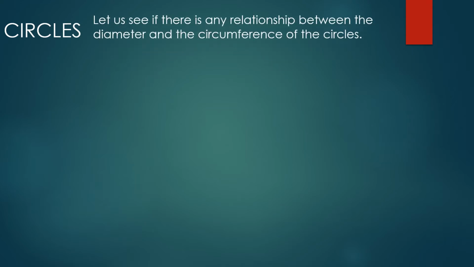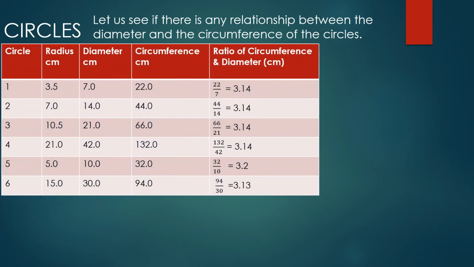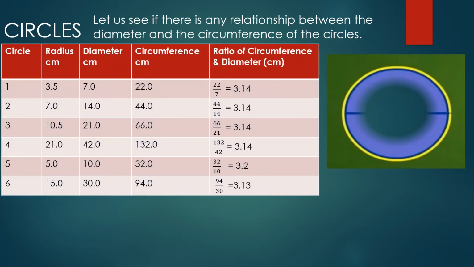Let us see if there is any relationship between the diameter and the circumference of the circle. For that, we have taken 6 different circles of different radii and we have found out the ratio of circumference and diameter. First circle is of radius 3.5 centimeter, correspondingly diameter will be 7 centimeter, and we found out its circumference by using a string and we got it as 22 centimeter, and its ratio of circumference and diameter is equal to 3.14.